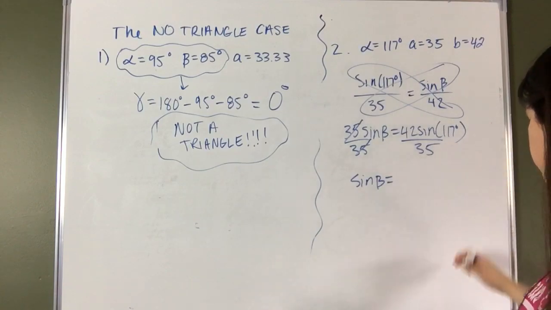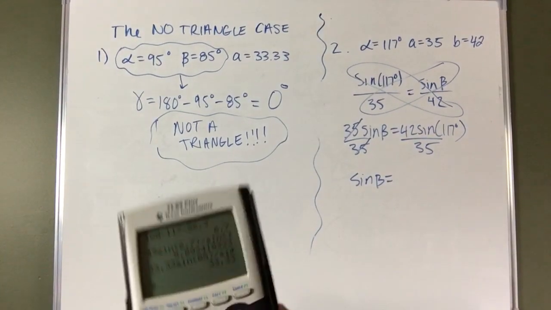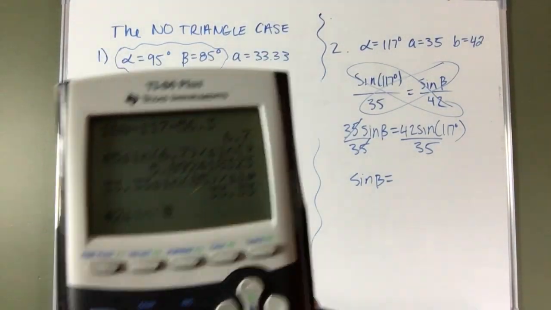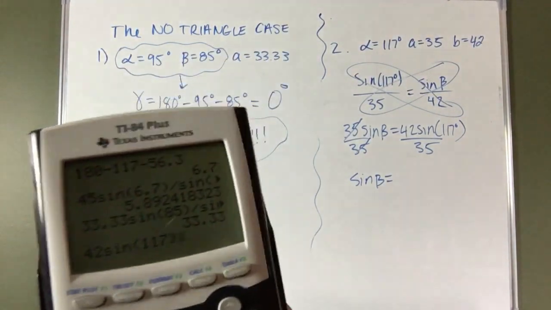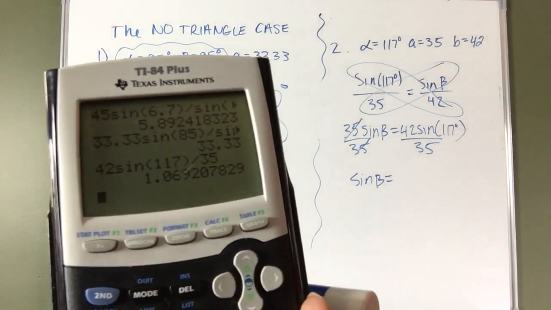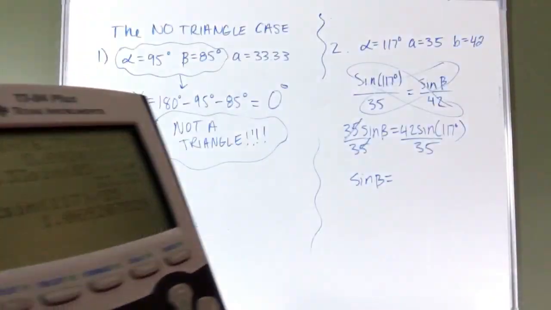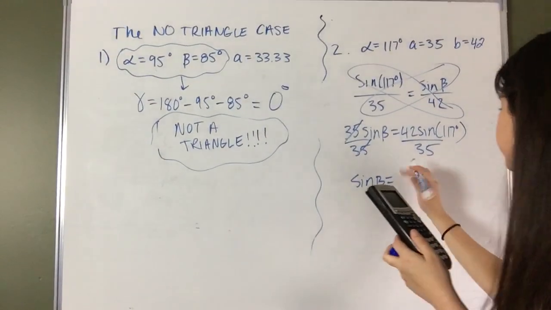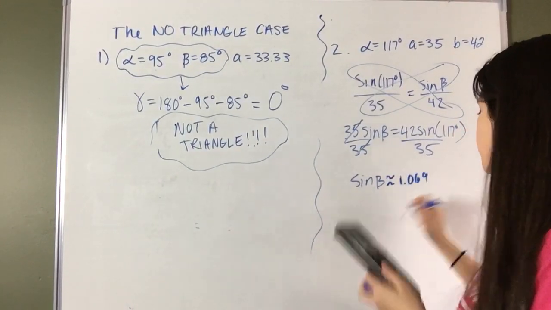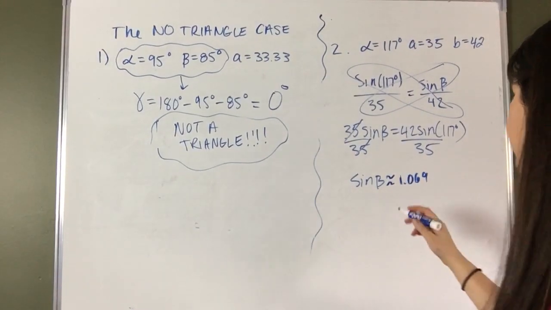Let's see what that is roughly equal to. Let's type it in: 42 sine of 117 divided by 35 is 1.069. Can you see why that doesn't make any sense? Remember, sine is not allowed to be larger than 1, so that's not going to work.